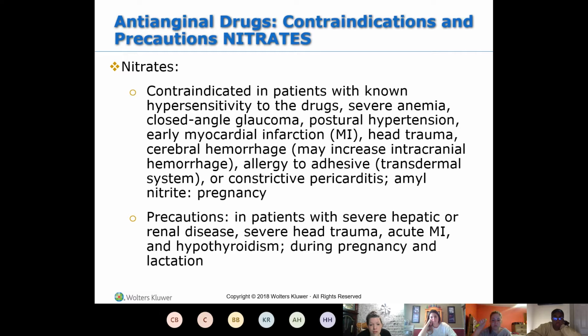So cerebral hemorrhage, allergies to certain adhesives, we're not going to put our patient on the transdermal patch. If they're pregnant or already have issues with postural hypertension, all those things, I would expect you to use the process of elimination if those questions were asked. We're going to use them cautiously in patients with hepatic or renal disease, head trauma, acute MI, hypothyroidism, and during pregnancy and lactation.